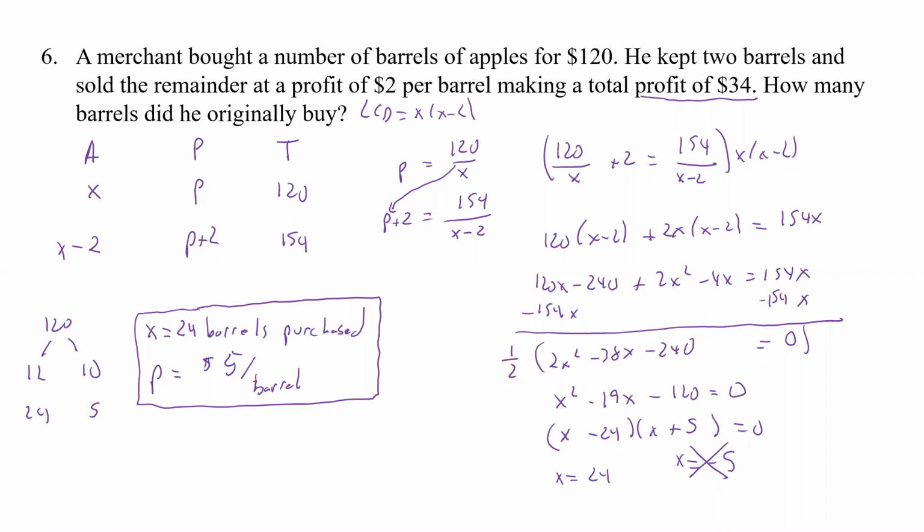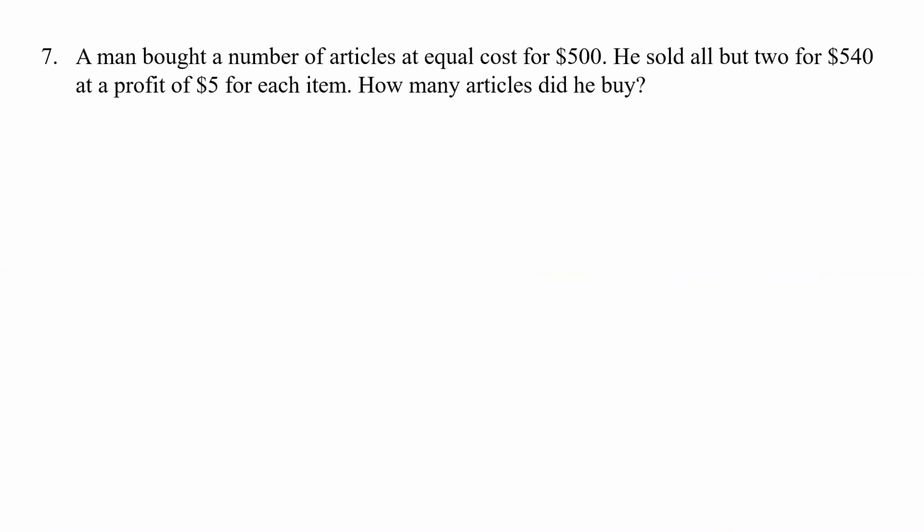All right. How about this one? So a man bought a number of articles at equal cost for $500. He sold all but 2 for $540 at a profit of $5 for each item. How many articles did he buy?